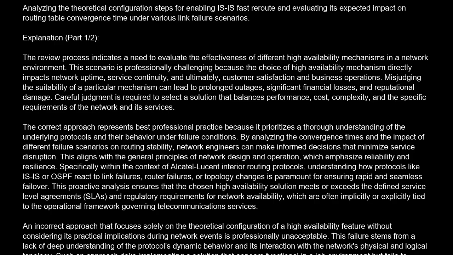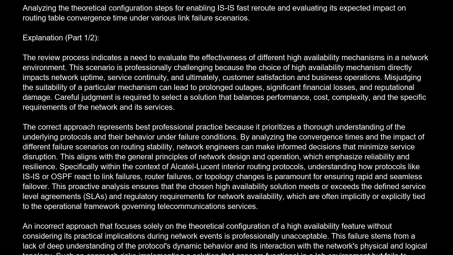The review process indicates a need to evaluate the effectiveness of different high-availability mechanisms in a network environment. This scenario is professionally challenging because the choice of high-availability mechanism directly impacts network uptime, service continuity, and ultimately, customer satisfaction and business operations. Misjudging the suitability of a particular mechanism can lead to prolonged outages, significant financial losses, and reputational damage. Careful judgment is required to select a solution that balances performance, cost, complexity, and the specific requirements of the network and its services.